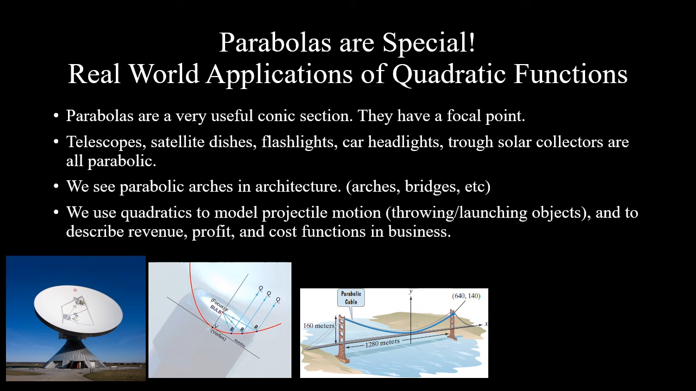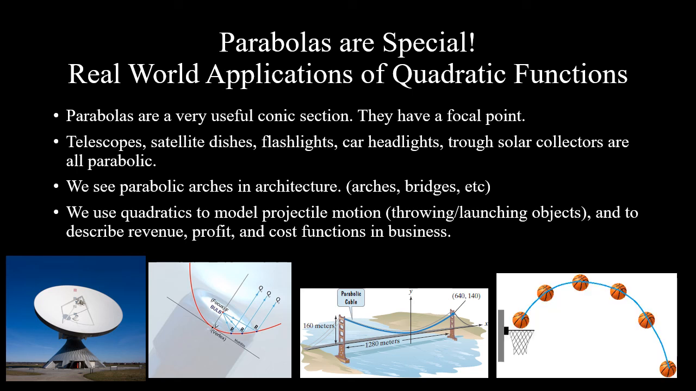We also use quadratic functions to model projectile motion, so throwing or launching objects, and to describe revenue, profit, and cost functions in business, okay? So look at this, right? When you throw a ball, and in this picture it's a basketball, it goes up, up, up, but then of course it starts to come down. And what does that look like, you guys? That looks like a parabola, right? So we can actually model and describe projectile motion using a quadratic function. And we can also model revenue, profit, and cost in businesses using quadratic functions.